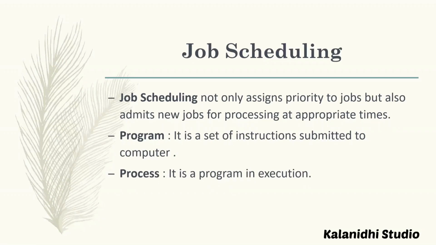Before we start with the job scheduling techniques, let us first understand some basic terminologies. A program is a set of instructions submitted to the computer, whereas a process is a program in execution. Job and process are two terms which are almost used interchangeably. During execution, the process changes its state. The state of a process is defined by its current activity. A process can have states such as new, active, waiting, or halted.